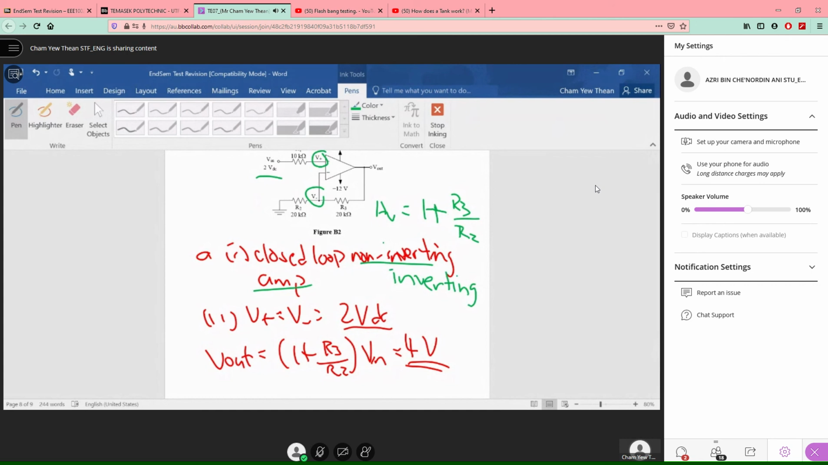Any questions about this last question? No, sir. Quite straightforward. In this case, your V plus equals V minus, which is 2 volt, and your V out will be the voltage gain multiplied by the 2 volt.